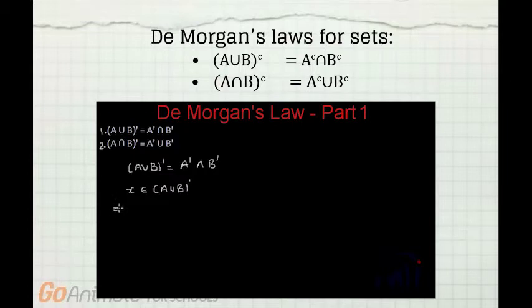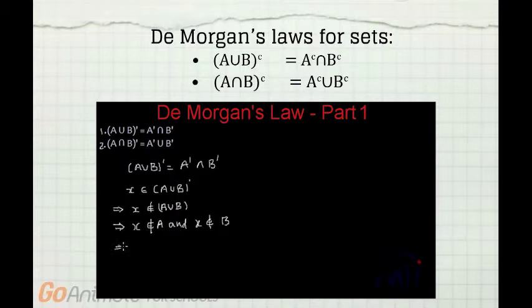So from here we can say that x will not be an element of A union B, right? Since it is an element of the complement set of A union B, it will not be an element of A union B. And since it is not an element of A union B, that means it is not an element of A, and it is not an element of B, right? Since it is not there in their union, it will not be in any of the sets, right? So x is not in A and x is not in B.